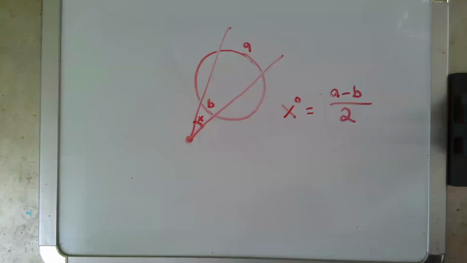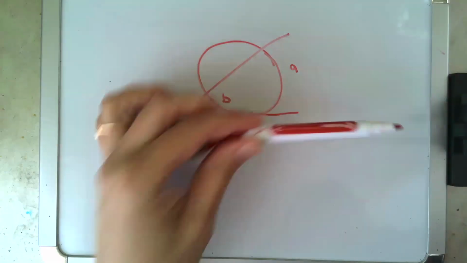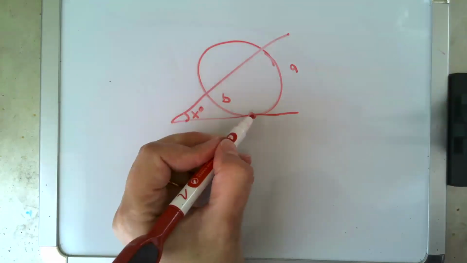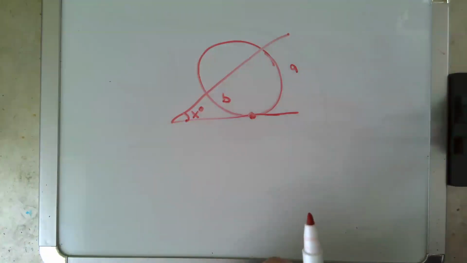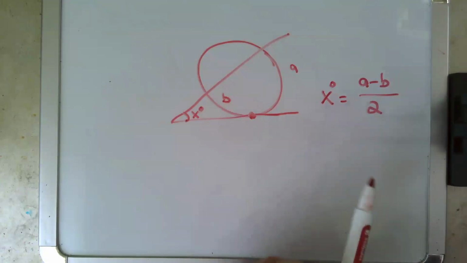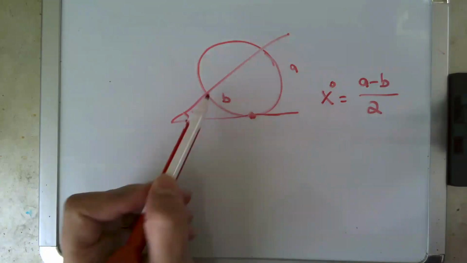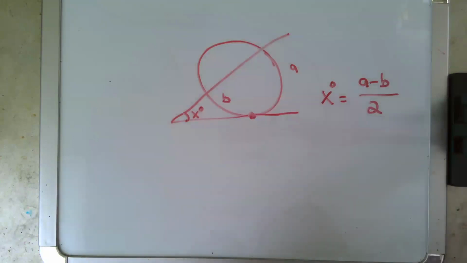Okay, next. This time I have a secant and I have a tangent. A tangent means a line that hits the circle in exactly one point, exact same formula as secant. The value of angle X is found by subtracting the smaller of the intersected arcs from the larger of the intersected arcs. Okay, almost done.